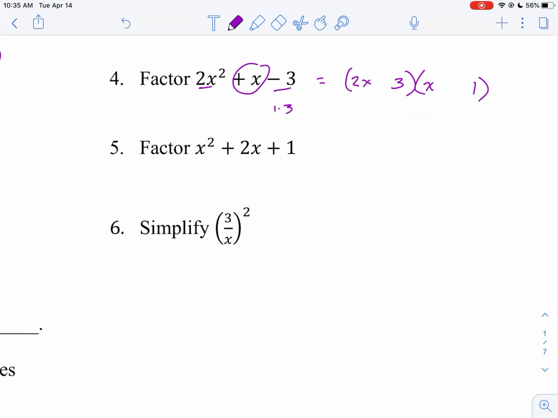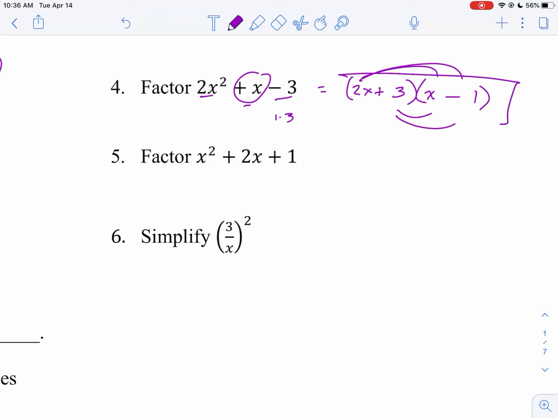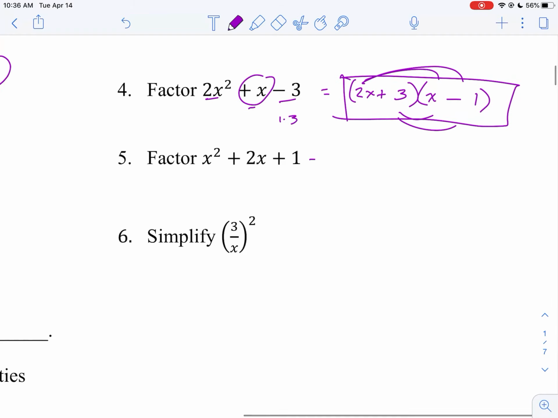That's going to give me 2x and 3x. If I make the 2x negative, that's going to work out. So I'm going to go ahead and make it x minus 1 times 2x plus 3. And we can see that gives me 2x squared. This gives me minus 2x plus 3x is going to give me that plus x I need. And then this is going to give me minus 3, just what I need there. All right, and so that's factored.